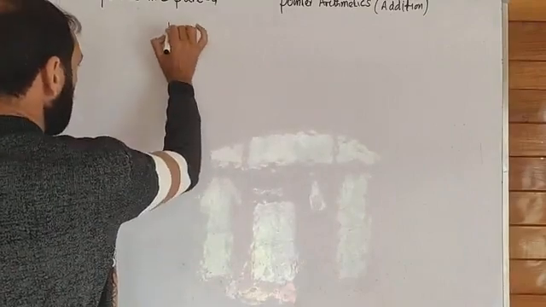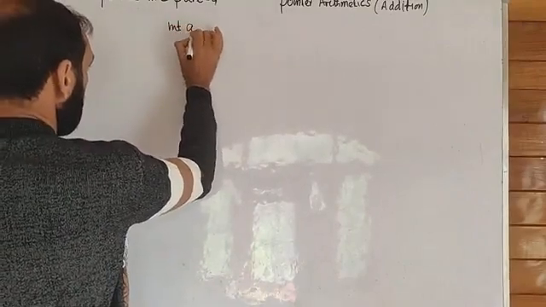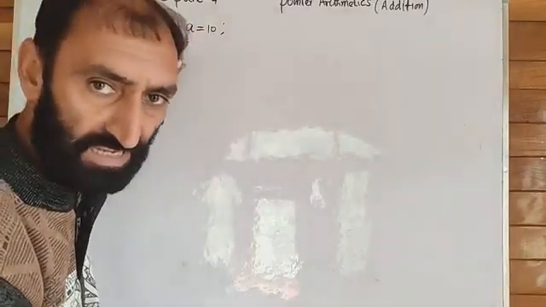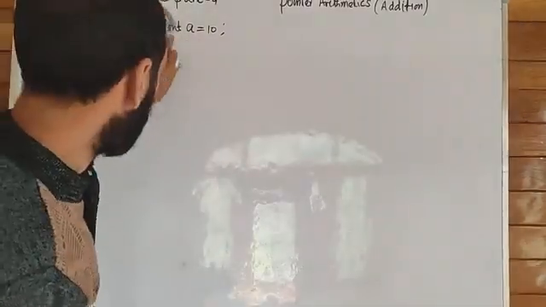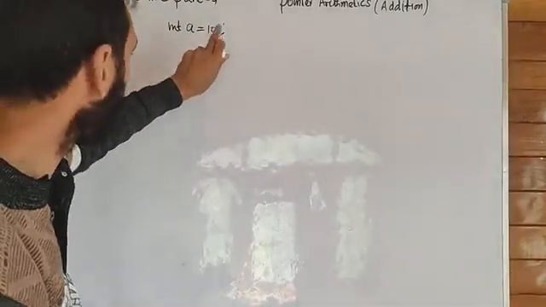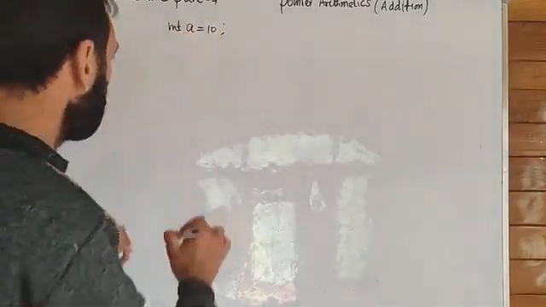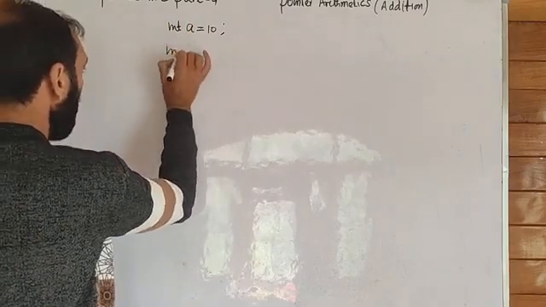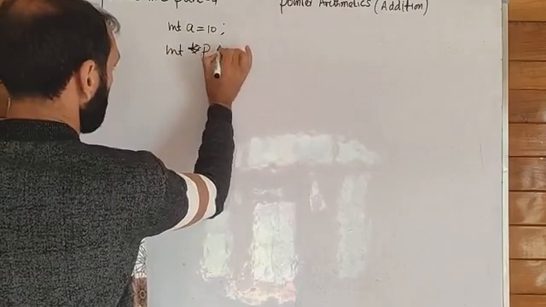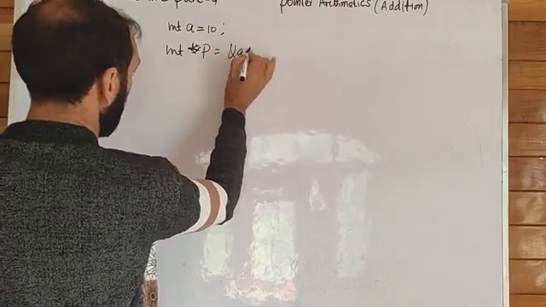For example, take a variable int a equals 10. Here I have initialized the variable a, which is of type integer, and I have assigned the value 10 to a. Then I declare a pointer p, for example, and initialize it with the address of a.